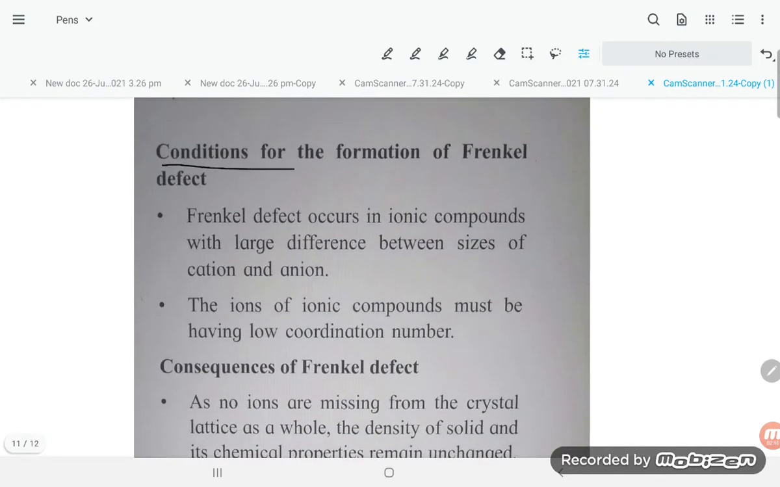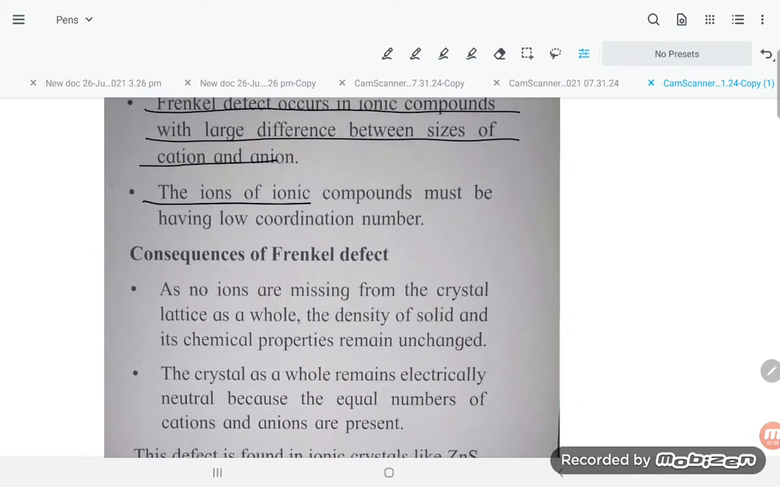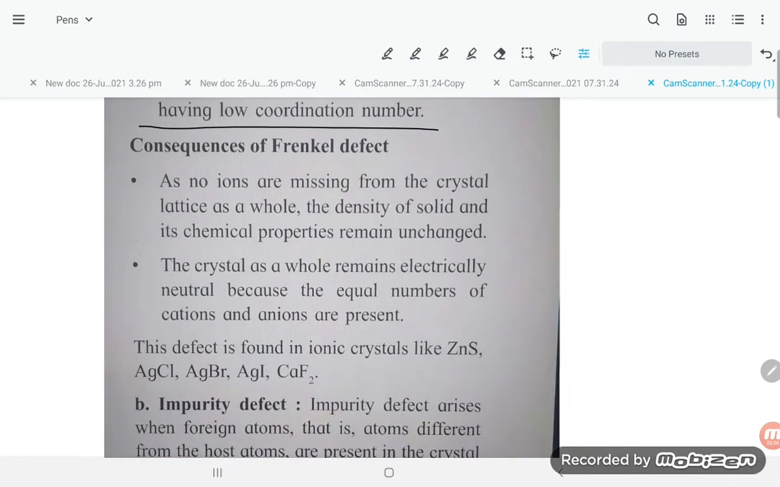Condition for formation of the Frenkel defect. Frenkel defect occurs in ionic compounds when there is a large difference between the size of the cation and anion. The ions of the ionic compound must have a low coordination number.